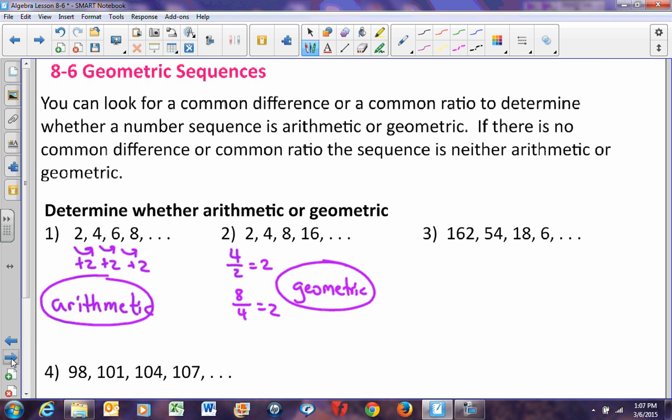162 to 54, 54 to 18, 18 to 6. Okay, let's take a look at that. Going down significantly fast, so I'm not thinking it's going to have a common difference, so I'm going to look at the division part of it. Take the second number divided by the first number. 54 over 162 is 1/3. And then we're going to do 18 over 54, also 1/3. And 6 over 18 is definitely 1/3. So it's a geometric sequence.